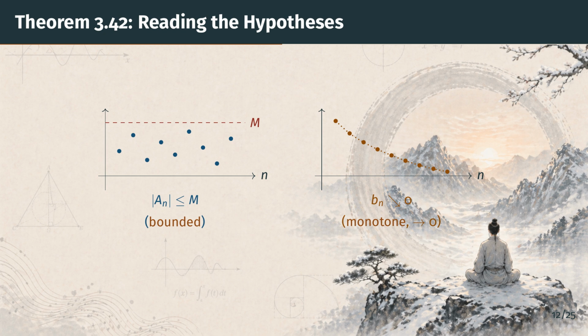On the right, the amber dots are the values b sub n. They march steadily downward toward the axis, never increasing, approaching 0. The whole proof lives in the tension between these two pictures. One factor is held in check by boundedness, the other is squeezed down to nothing. Let's see the strategy that combines them.